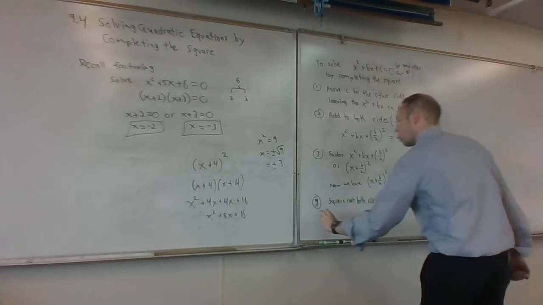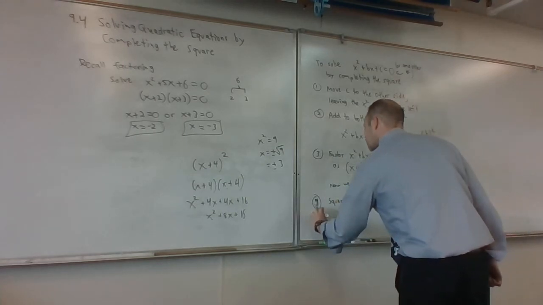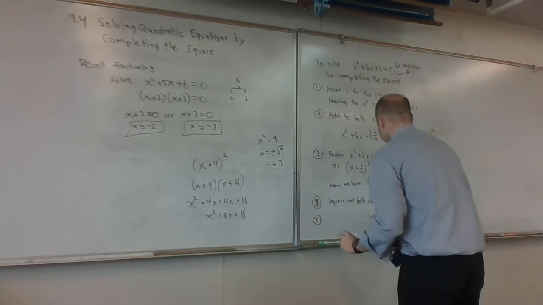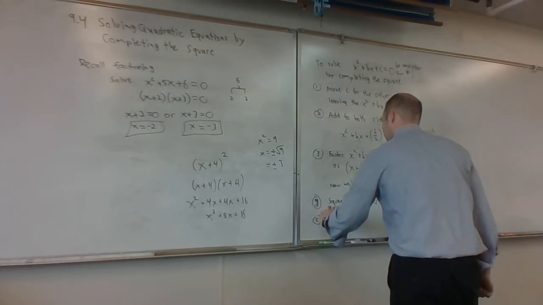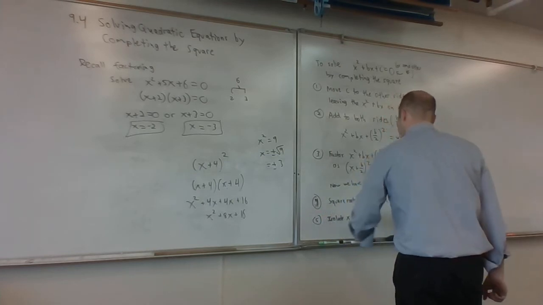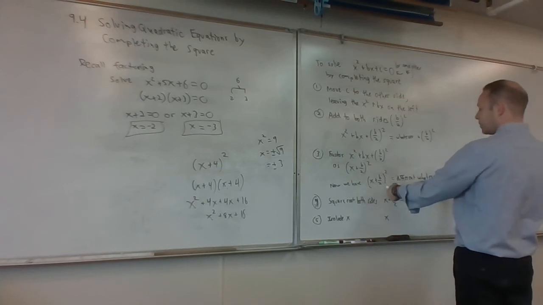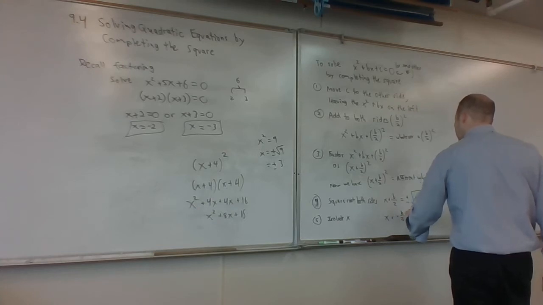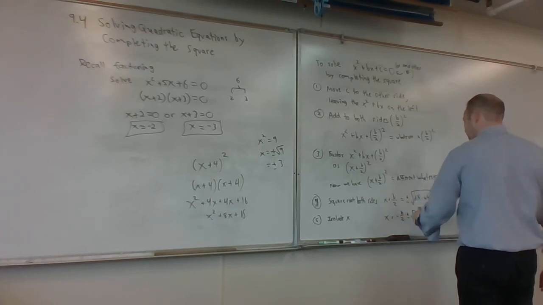So then what do we get now? We could just say finish: isolate x. So what do we get? We would subtract b over 2 from both sides. So we get negative b over 2 plus or minus whatever this came out to be, plus or minus this different whatever.